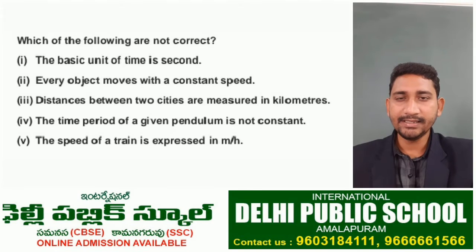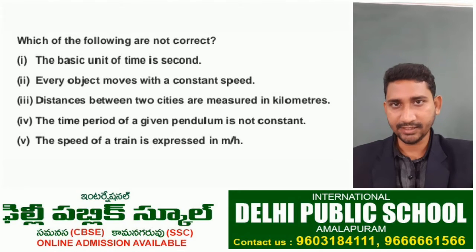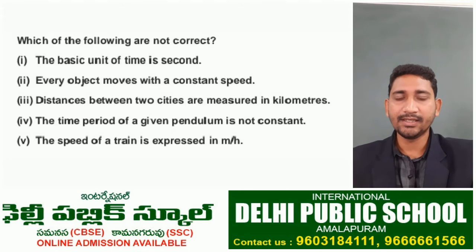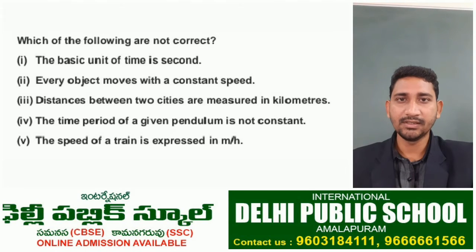Third one, distance between two cities is measured in kilometers. Yes, correct. If you take Amlapuram and Kakinada, how do you measure the distance? If somebody asks you the distance between Amlapuram and Kakinada, what will you say? 54 kilometers or 56, like that. You have units of distance, you will say in kilometers.